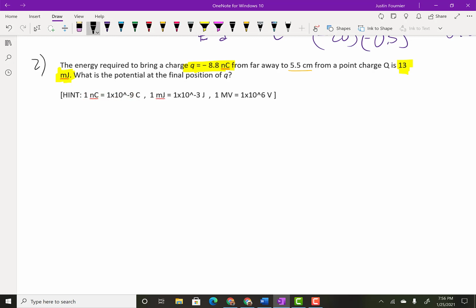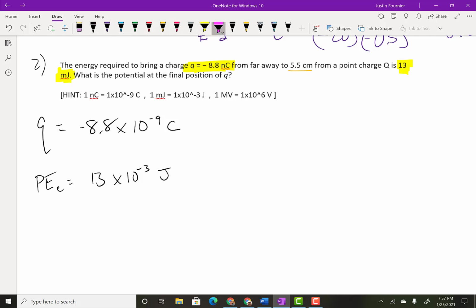That's because another way I'm going to write Q is that it's negative 8.8 in nanocoulomb. If I convert that, it'll end up being times 10 to the negative 9 coulombs. And that's 13 millijoules, so that's my electric potential energy. So that's going to be 13, and then millijoules will convert to times 10 to the negative 3 joules. So again, I'm not going to do the conversions. You should be able to do the conversions just fine.